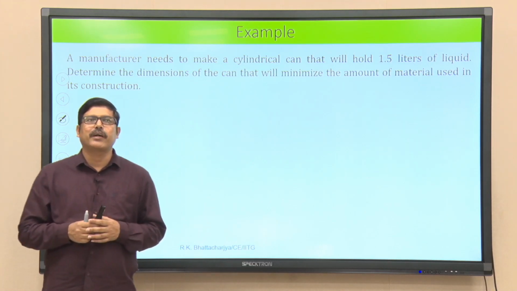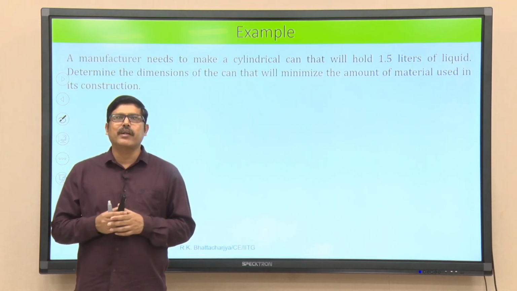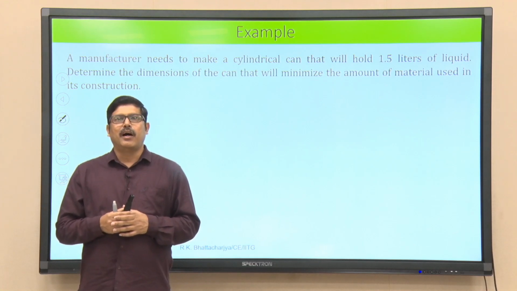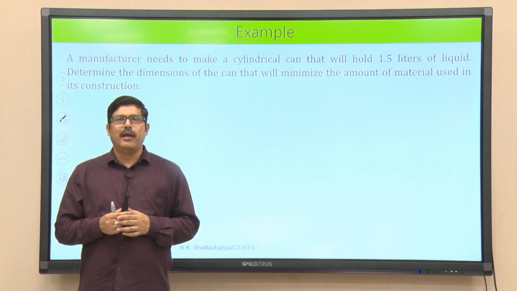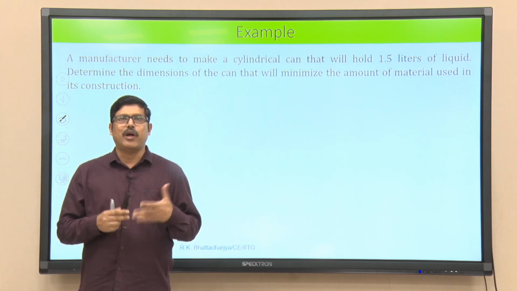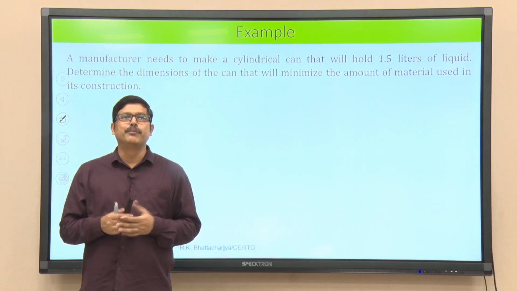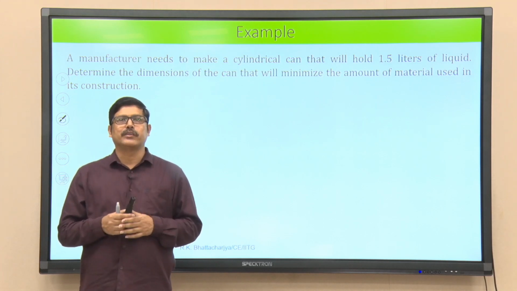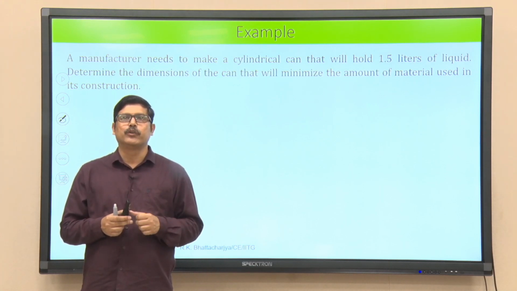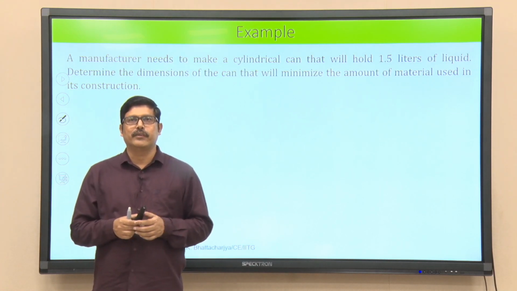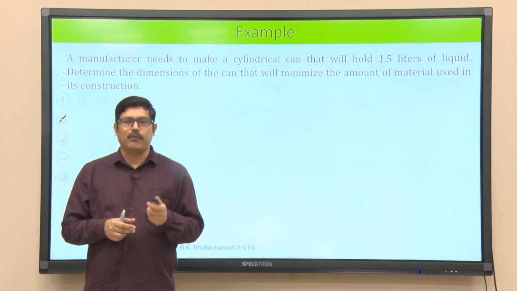That is the capacity of the can, and what do you have to design? Design means I have to find out the dimensions of this particular can where the capacity is 1.5 liter and the cost is minimum. Where cost is minimum, that means I would like to minimize the cost here. At the same time, the volume of this can should be equal to 1.5 liter. Let us see how we can formulate an optimization problem.